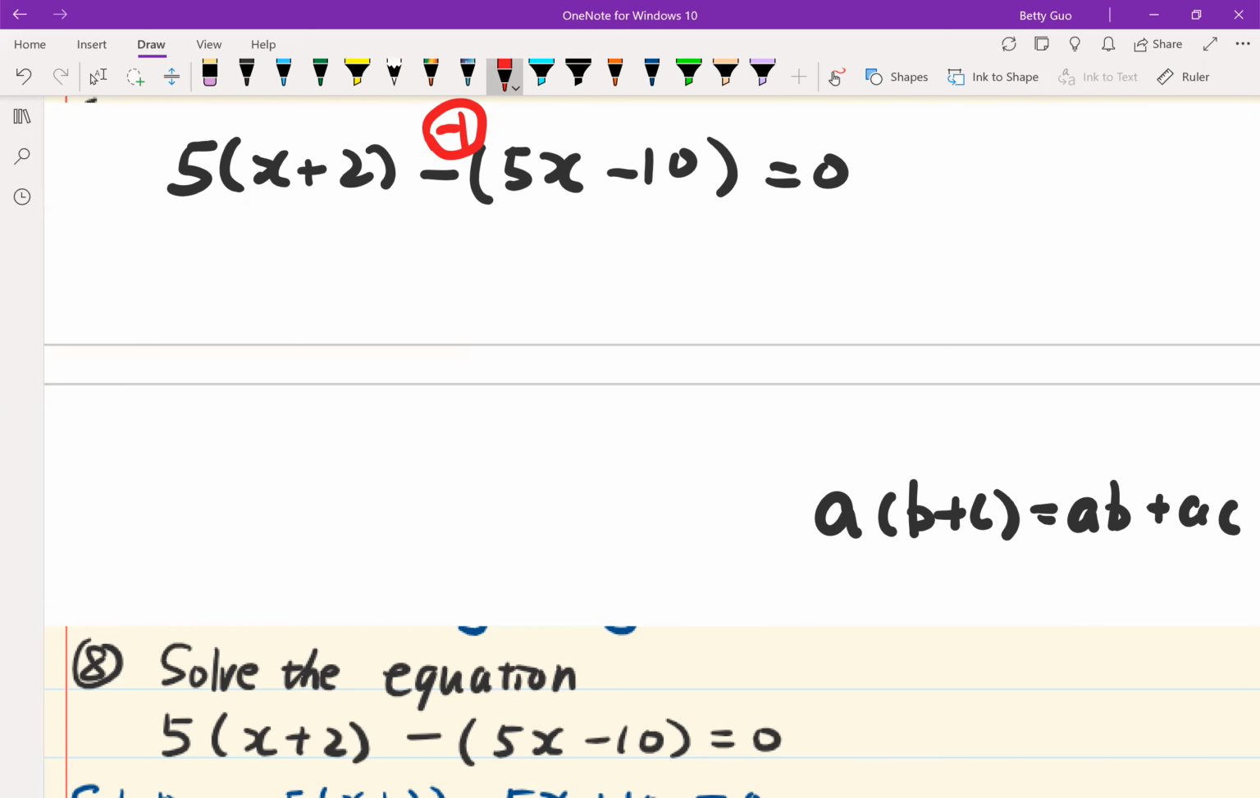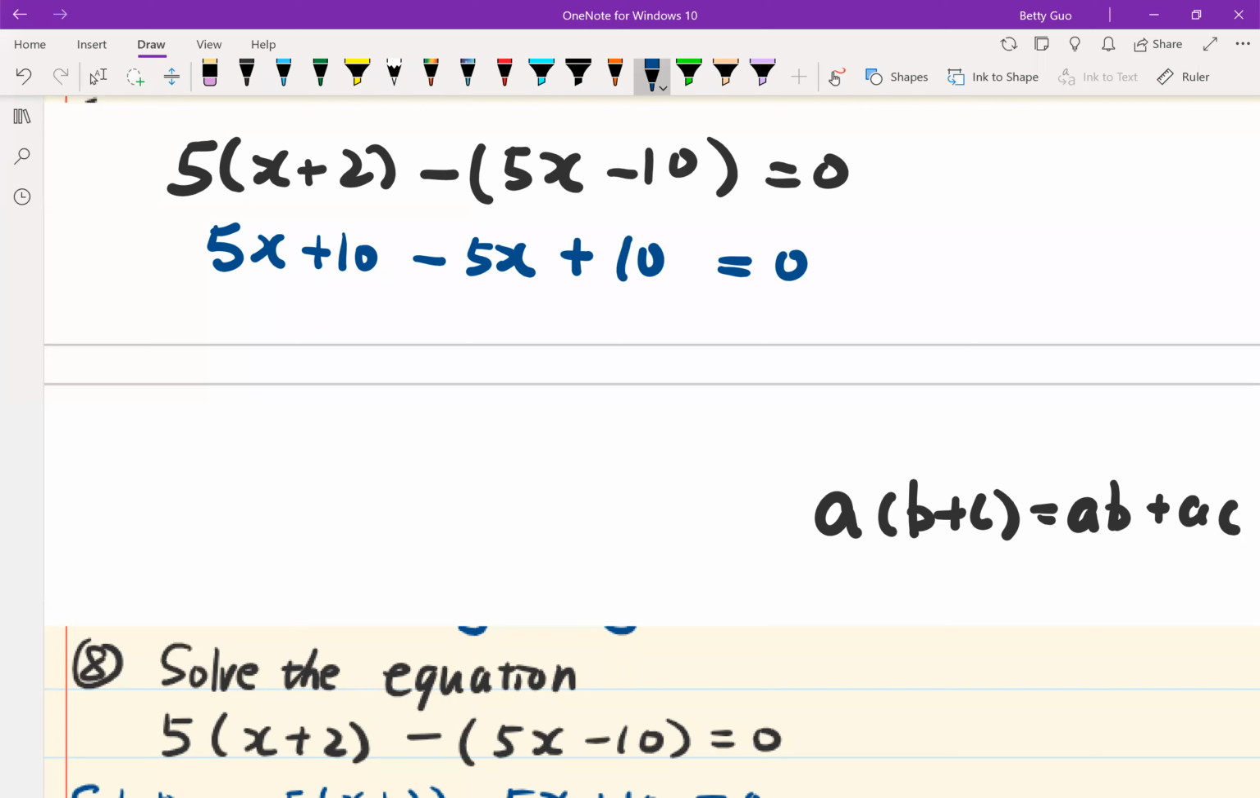Remove parentheses. The first parenthesis has a coefficient 5. 5 times x, 5x. 5 times 2, 10. Second parenthesis has a coefficient -1. -1 times 5x, -5x, right? -1 times -10, +10. It's actually easy. If the coefficient is -1, you simply just change the terms to their opposites. 5x becomes opposite -5x. -10 becomes opposite of +10.